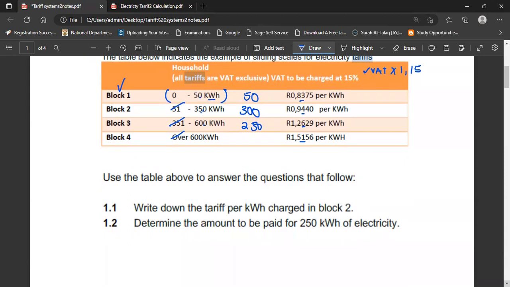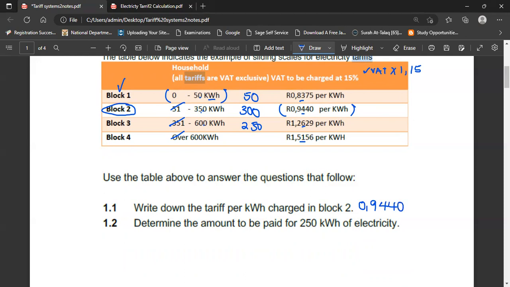All right, let's look at the first question. 1.1. Write down the tariff per kilowatt charged in block 2. Block 2 is this one here. The charge per kilowatt is this one. They didn't say including VAT, so you just write the answer the way you see it. That would be the answer.